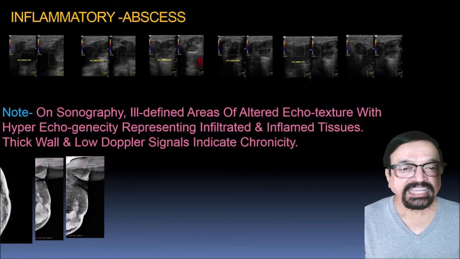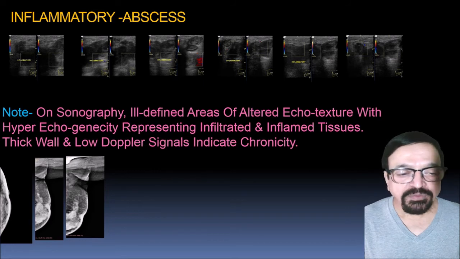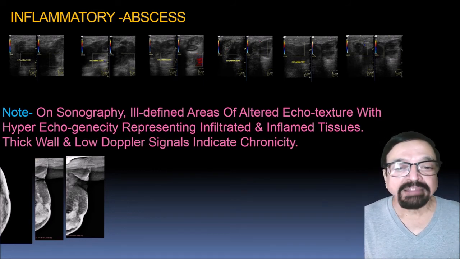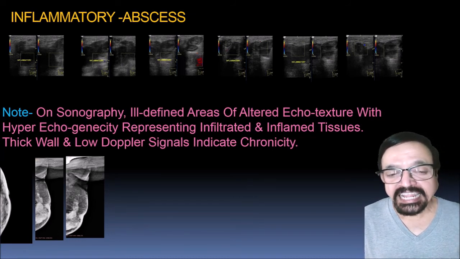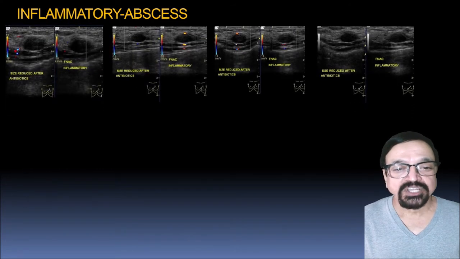Now what we are seeing here is, on sonography, ill-defined areas of altered echotexture with hyperechogenicity representing infiltrated and inflamed tissues. Then the thick wall and low Doppler signal indicate it is chronic. And inside the lesion, the echogenicity you are seeing is because of the debris. Now again, a few more cases.